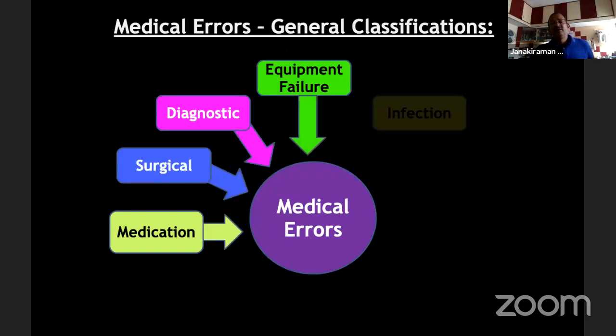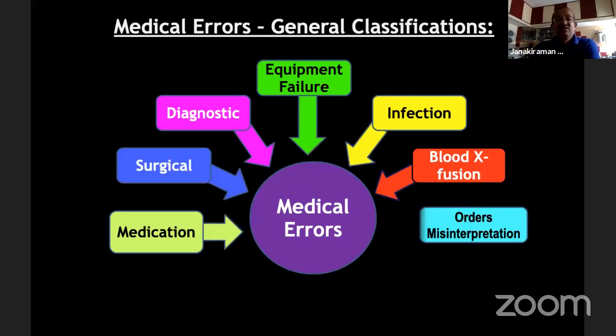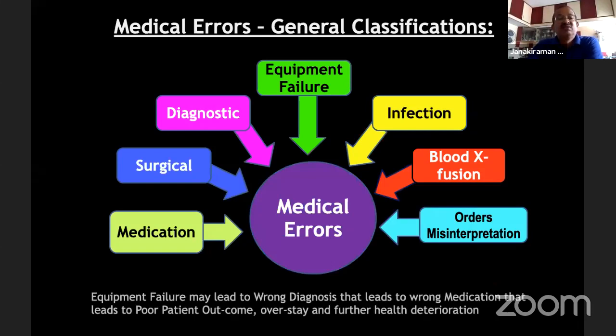What are all the medical errors here? Error due to medication, surgical error, diagnostic error, equipment error, infection, blood transfusion, order misinterpretation. These are all the classification of medical errors.